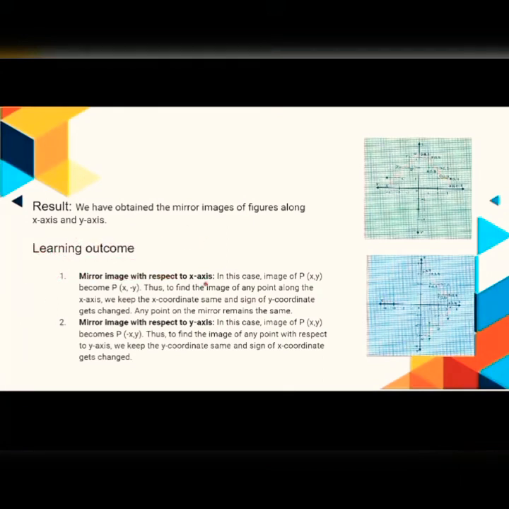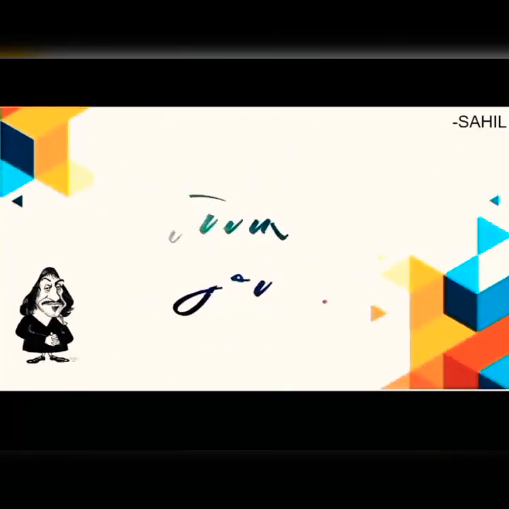First, mirror image with respect to the x-axis. In this case, the image of P becomes P dash. Thus, to find the image of any point along the x-axis, we keep the x-coordinate the same and the sign of the y-coordinate gets changed. Any point on the mirror remains the same. Second is mirror image with respect to the y-axis. In this case, the image of P becomes P dash. Thus, to find the image of any point with respect to the y-axis, we keep the y-coordinate the same and the sign of the x-coordinate gets changed. So, thank you.